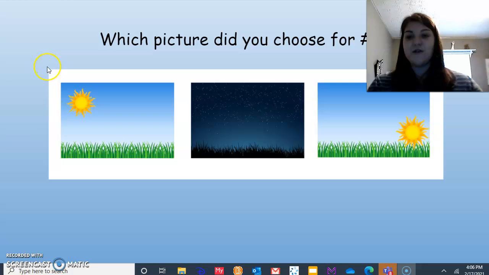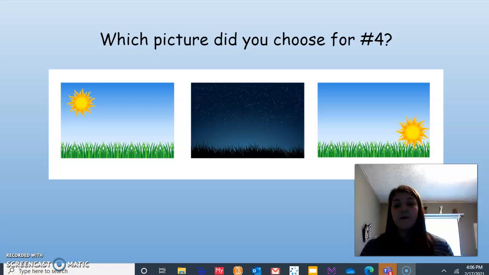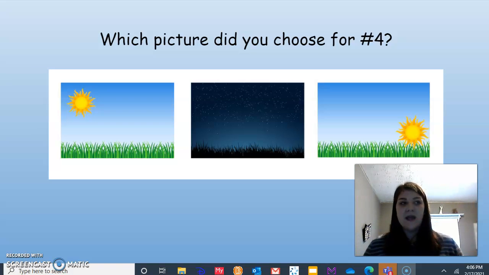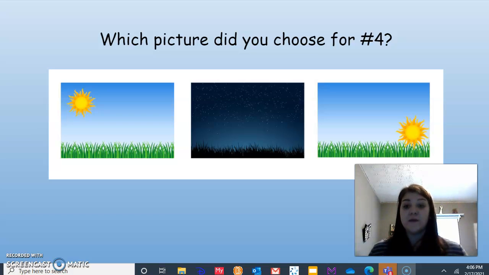So what picture did you guys choose for number 4? I wanted you guys to pick the picture where the sun would be at 2 o'clock in the sky. So when you think about 2 p.m., you guys are normally still in school, and normally when you're in school, where is the sun in the sky? So the first picture, the sun is all the way up in the sky, shining really bright, and it's up there hanging out and doing its thing. And in the middle picture, there's no sun at all. It's just dark, and there's stars in the sky. And then that last picture, the sun's hanging out in the grass. Looks like it's trying to come up, but it's not made it up yet.